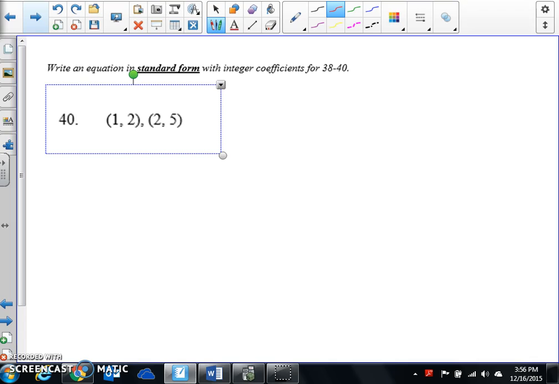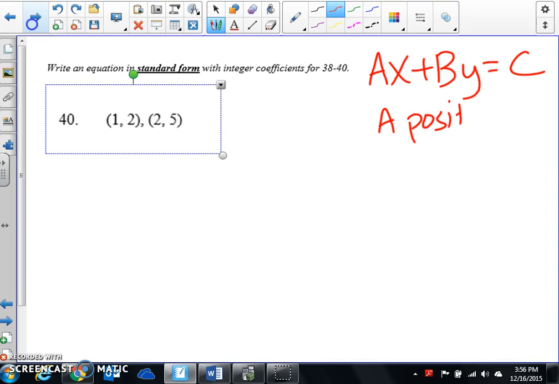All right, so standard, Ax plus By equals C. A has to be positive. No fractions.